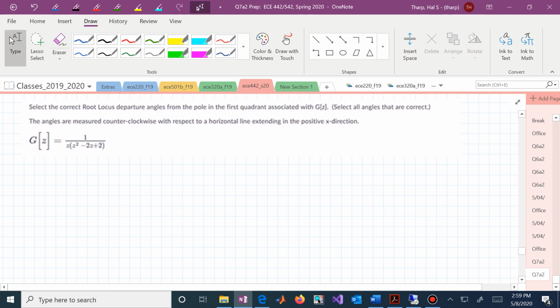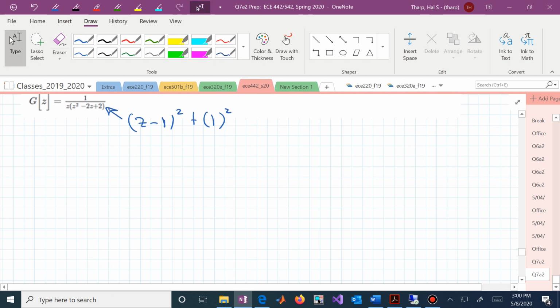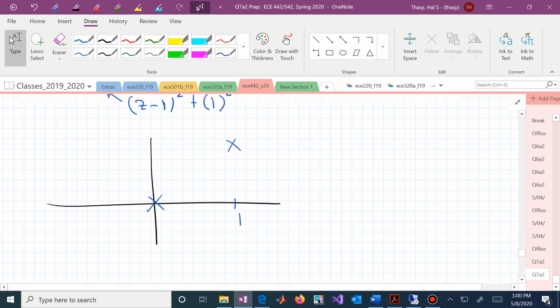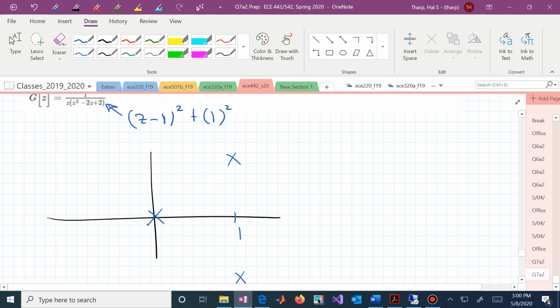This problem, let's select the correct root locus departure angles from the pole in the first quadrant, and now we need to factor this denominator. This is in fact going to be complex conjugate poles at 1 plus and minus j1. We now know where our poles are. We have a pole at the origin. We have a pole at plus 1 plus j, and we have another one at plus 1 minus j.